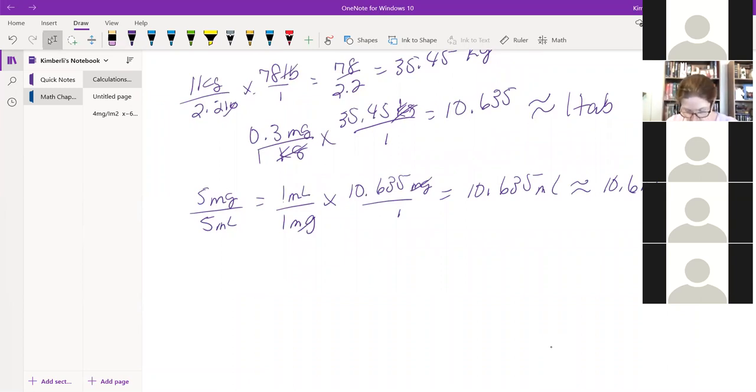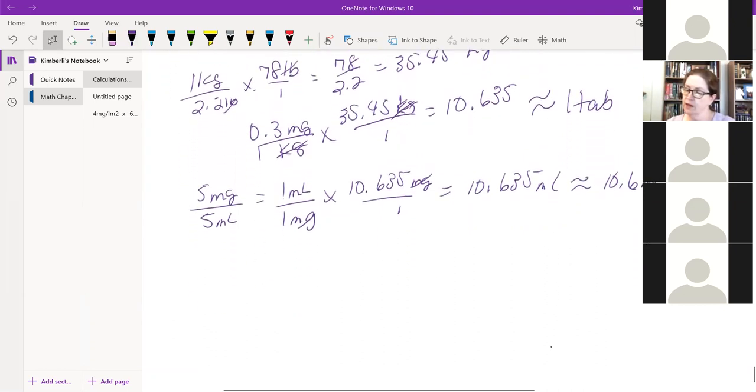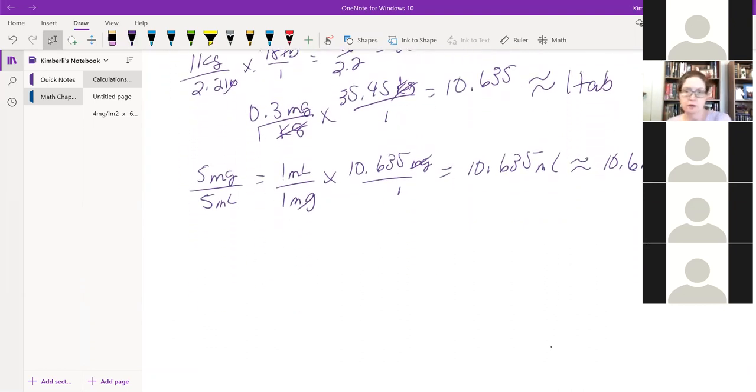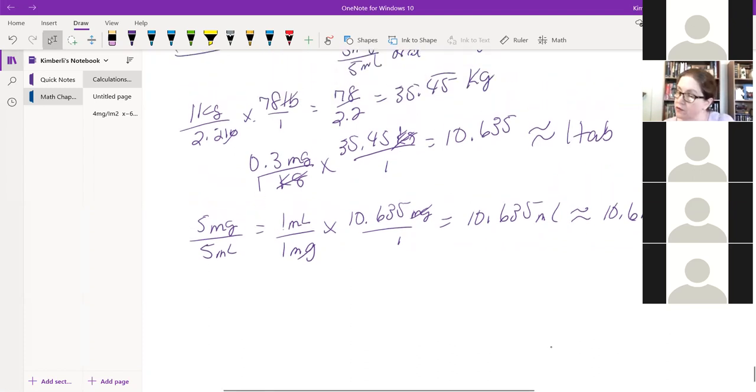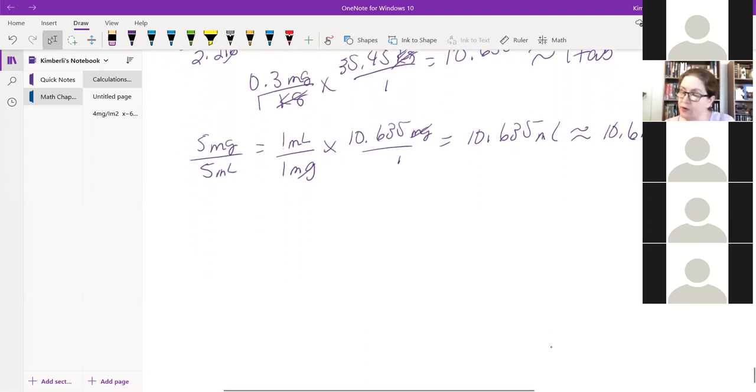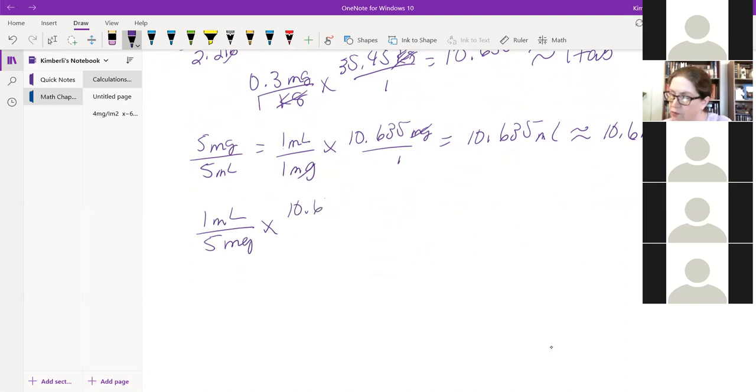And then it says, what volume of medication should be administered parenterally? And what does parenterally mean? Injection. And now they could do it, I don't know if they actually use this drug intramuscular, but I know they use it IV for sure. And I think they do intramuscular injections too. So what have we got there? Same. 5 milligrams per ml. 1 ml contains 5 milligrams. We want to give 10.635 milligrams.